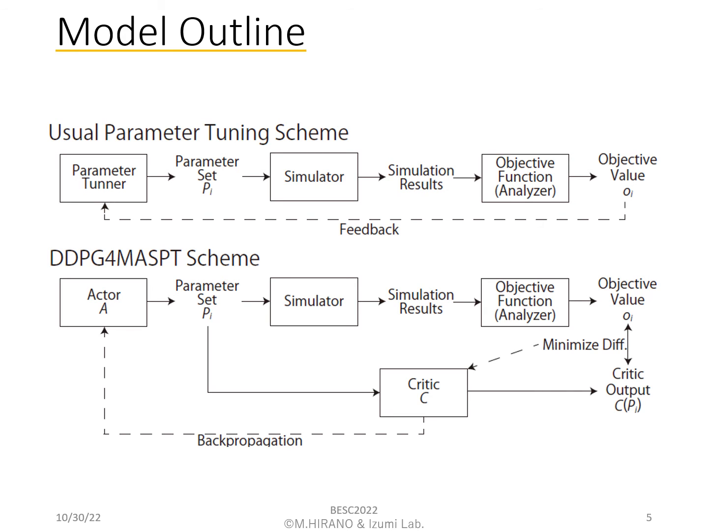In our proposed method, actor-critic-based reinforcement learning is employed. The actor generates the parameter set, and the simulation and analyzer are run to get the objective values. Then the critic predicts the objective value based on the parameter set, and the critic is trained to minimize the difference between the objective value and the prediction. The actor is also trained to maximize the objective value through backpropagation of the critic.